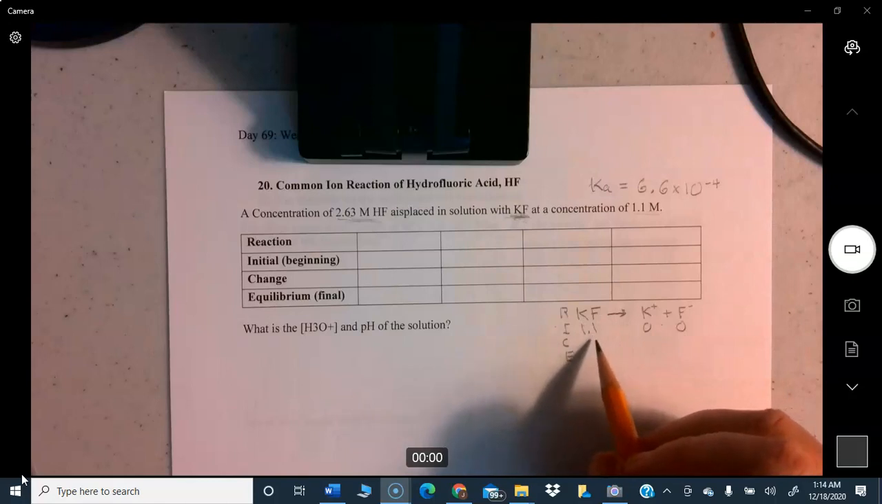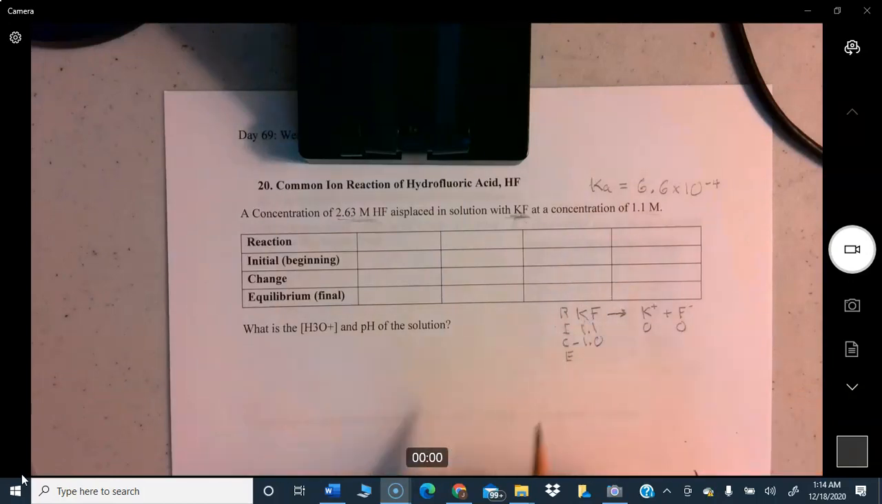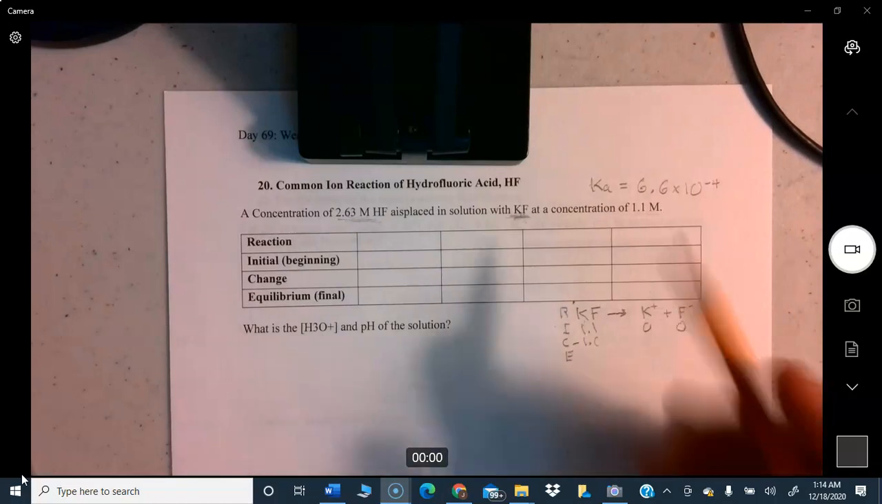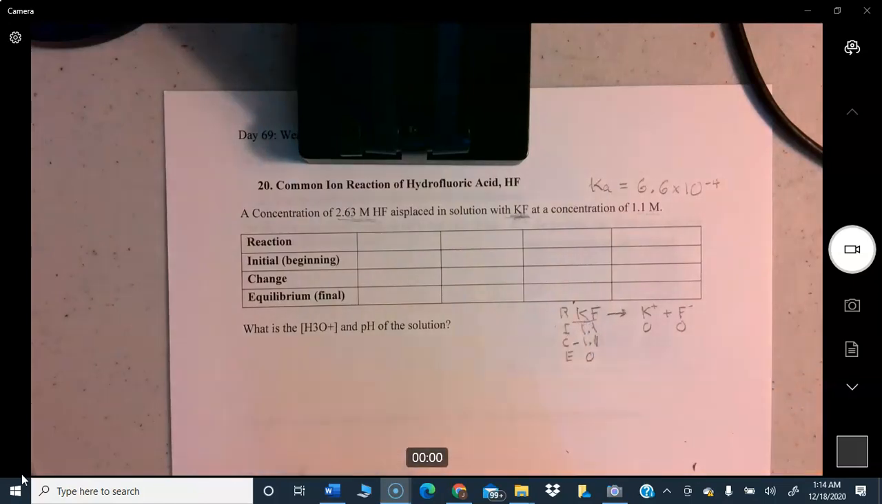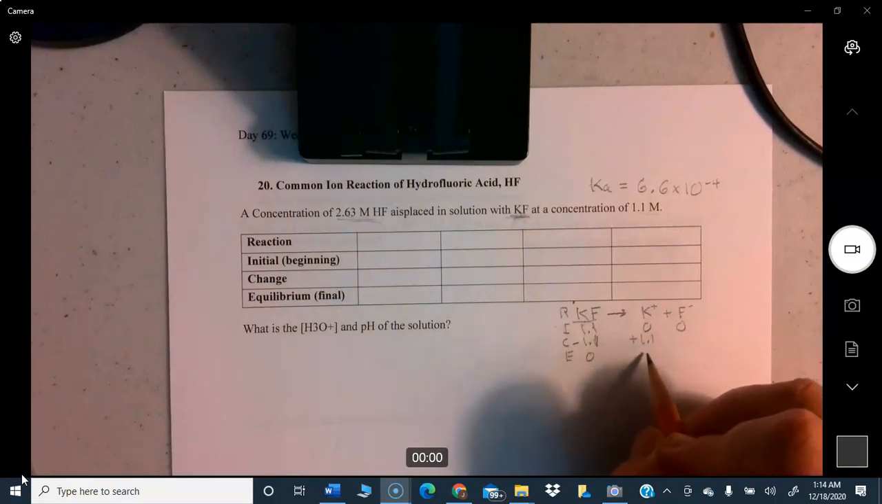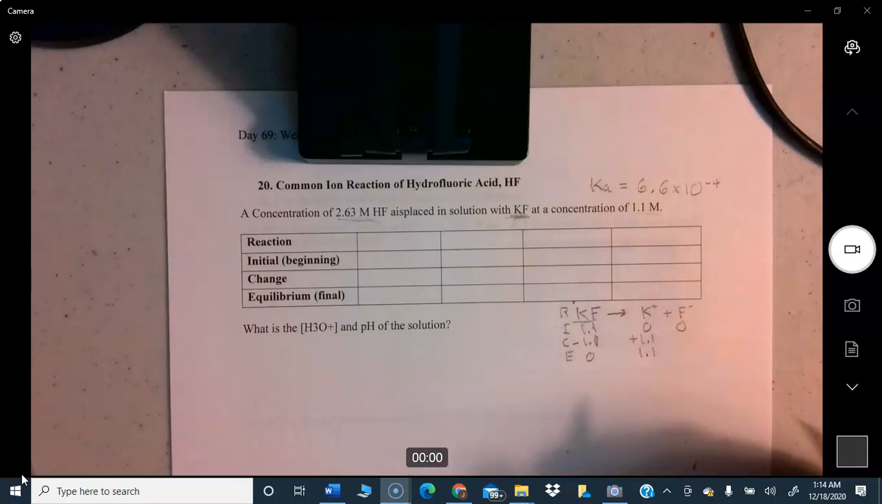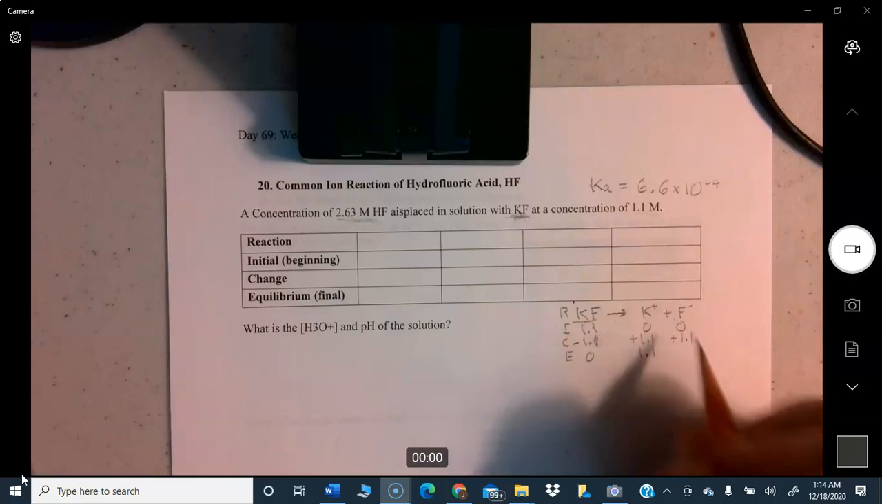Now the change, again, we can get into X's, but we don't need to. If it's going to totally dissociate, that means the change is going to be negative 1.1. This is going to completely break up. We don't really need to do the X's, and that should be a 1. Okay, so 1.1 minus 1.1. At the end, you're not going to have any of this, in other words. It's totally dissociated into what's over here. Over here, you're going to add 1.1 molar. That's going to give you 1.1 at the equilibrium. It's not an equilibrium, really. It's just a complete reaction. And over here, same thing. It's a one-way reaction. It goes all the way to this.